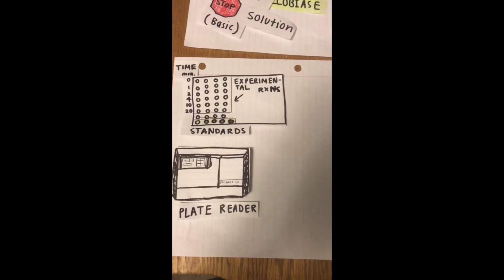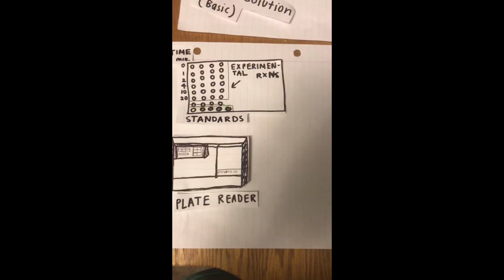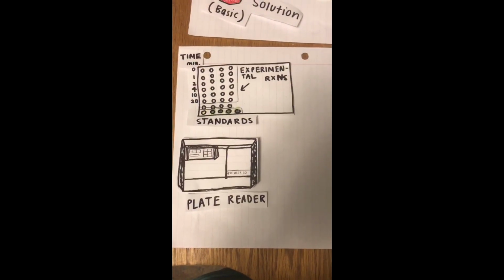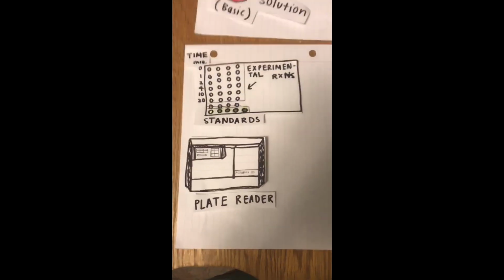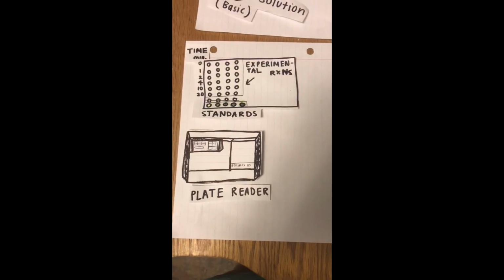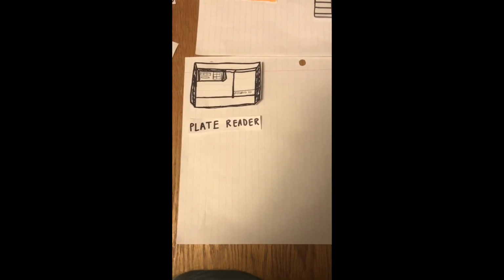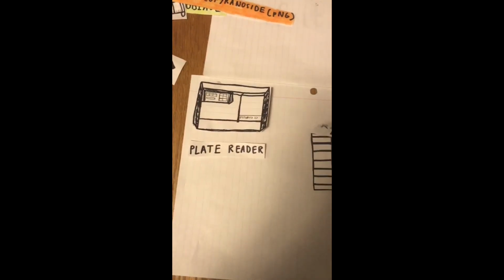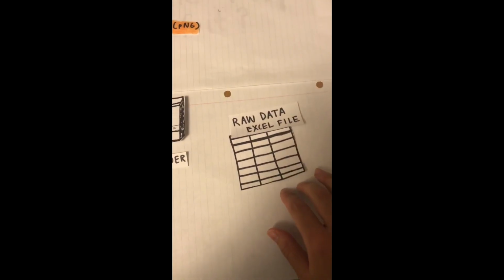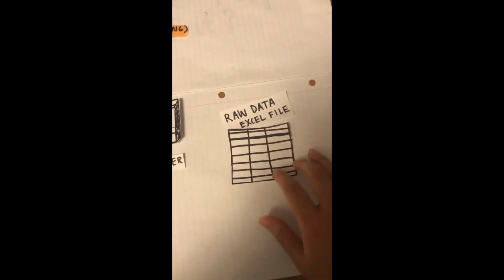Once the reactions and the standards are prepared in the 96 well plate, this plate can then be put into a plate reader that is set to measure spectrophotometry at 410 nanometers. The plate reader will then provide a raw data Excel file. This raw data will have all the absorbances from both the standard solutions and from the experimental reactions.